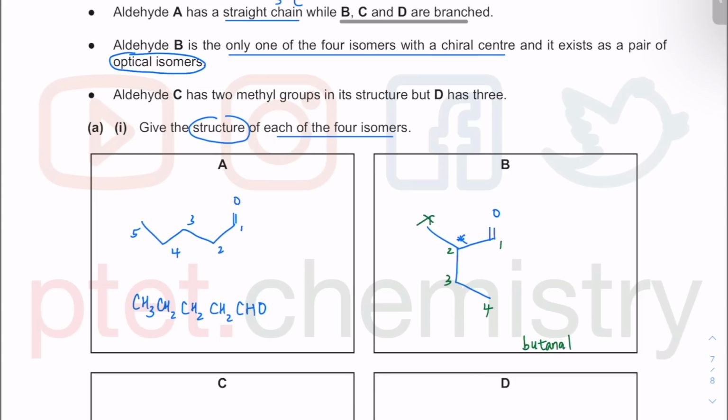But then this one has a branch. It has a CH3 branch at position 2. This is called 2-methylbutanal. But again, the name is not required in the question. If you give the name, you will not get any mark. They want the structure. So I maintain my skeletal formula, and I'll just draw it like that. In fact, you can probably draw it a bit better than what I've drawn here. You can draw it like that. 1, 2, 3, 4.